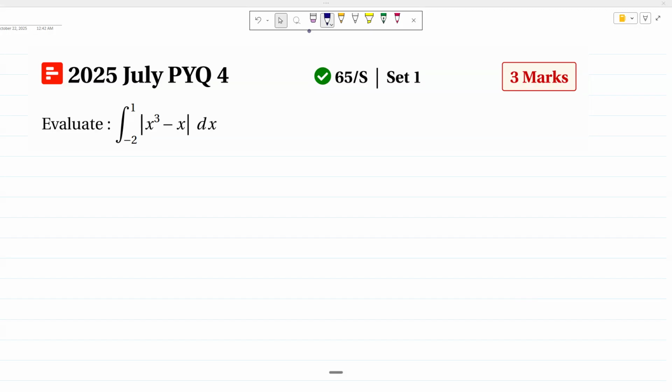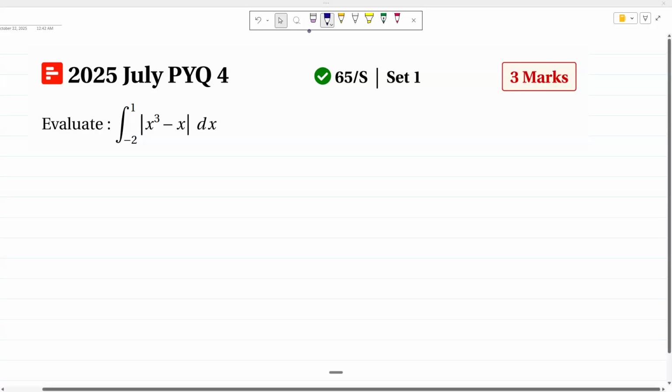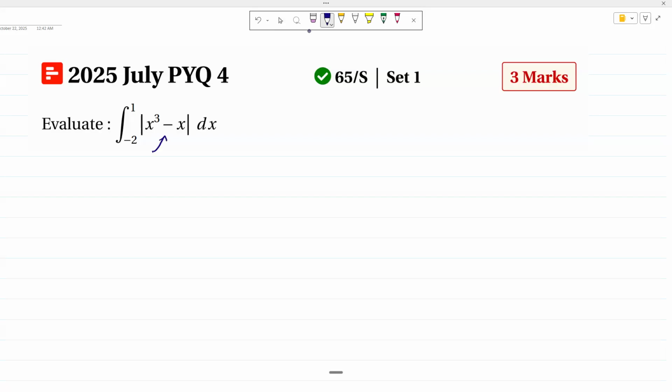Actually it says integral from -2 to 1 of modulus of x cube minus x dx. First you need to identify the root values of the function inside. First we will break it down into factors. So start writing the solution. Consider x cube minus x. How can you write that? Take x as a common factor, then you get x square minus 1. And then again, you can write x square minus 1 as x plus 1 into x minus 1.